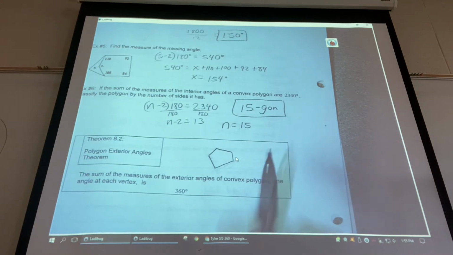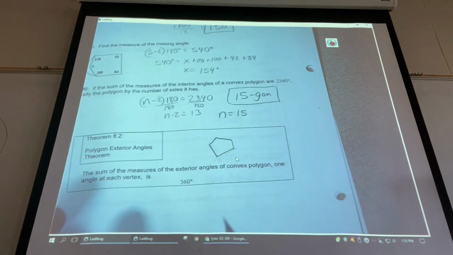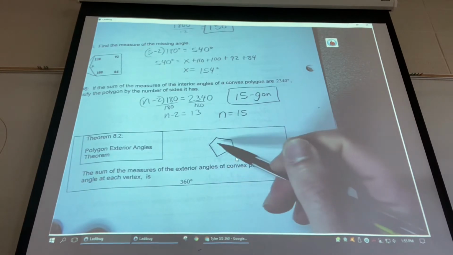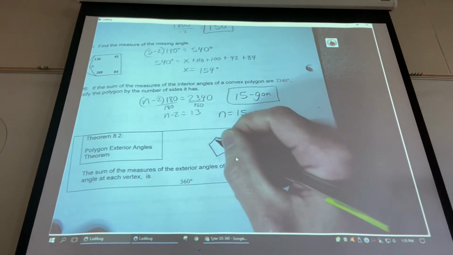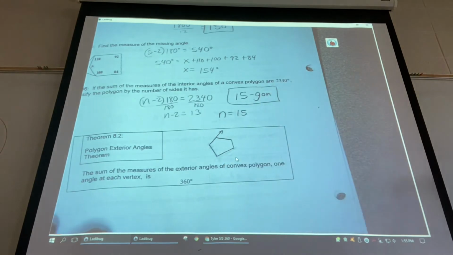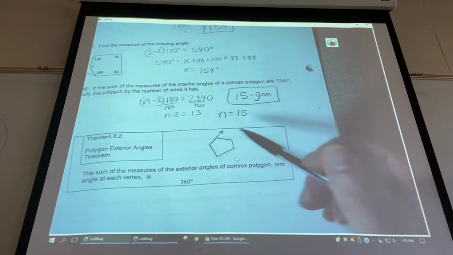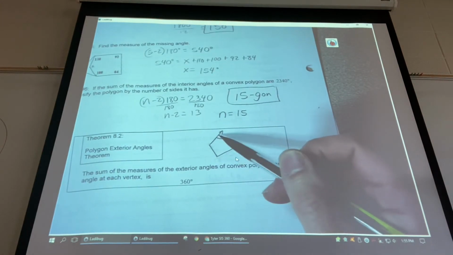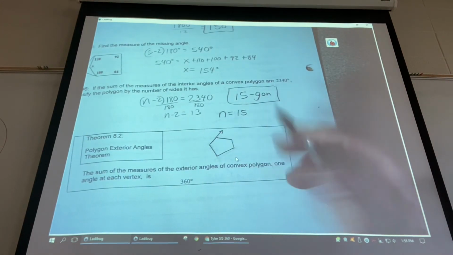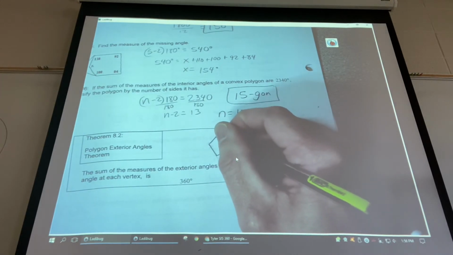First things first, exterior angles are created when you extend the sides of a polygon out. Now, when that happens, you're always going to have a straight angle. The exterior angle is the non-straight angle right there.